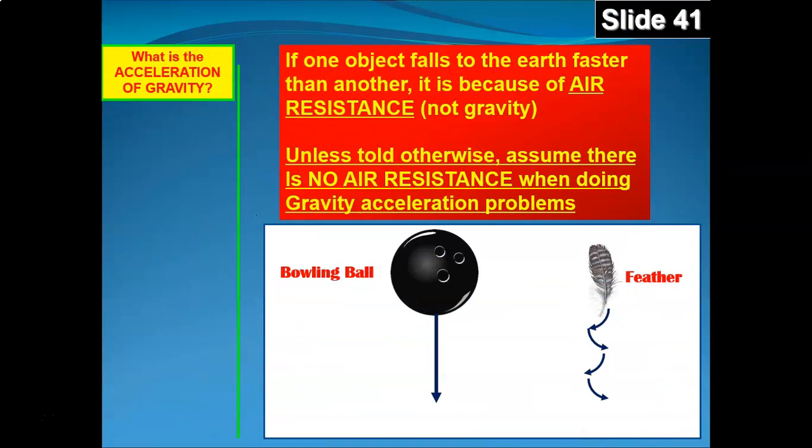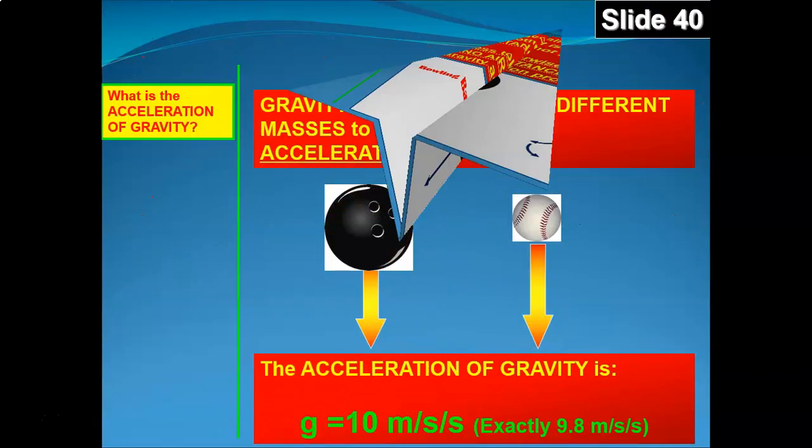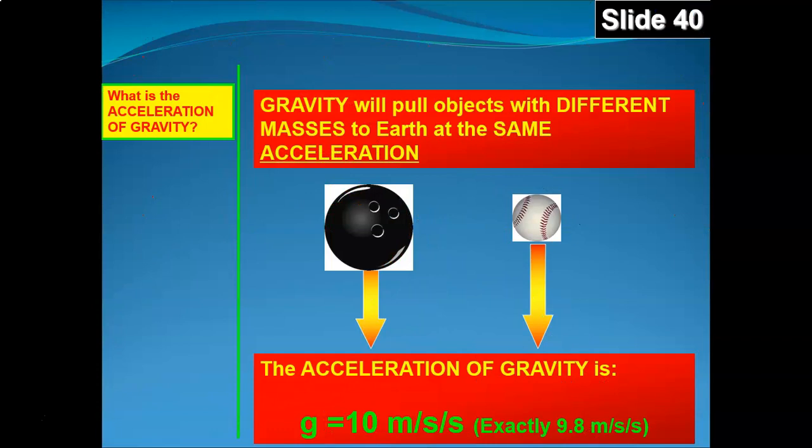So what is the acceleration of gravity? If one object falls to Earth faster than another, it is because of air resistance, not gravity. Unless told otherwise, assume there is no air resistance when doing gravity acceleration problems. Gravity will pull objects with different masses to Earth at the same acceleration. And that acceleration, we say, is 10 meters per second squared. Exactly, more precisely, it's 9.8 meters per second squared. But we usually use 10 in calculation problems because it's just a nice, simple, round number, and it's close enough to 9.8.